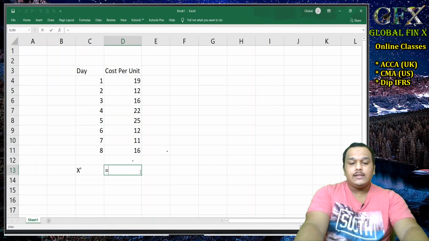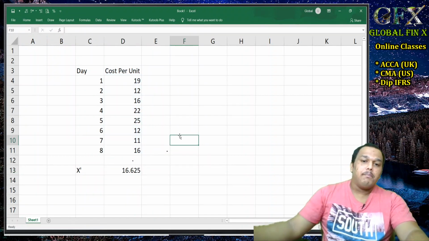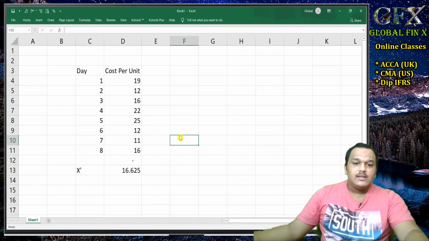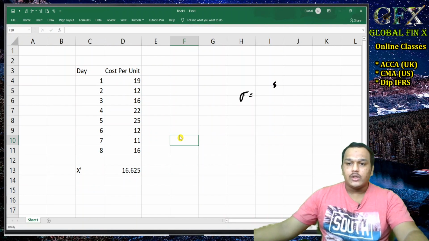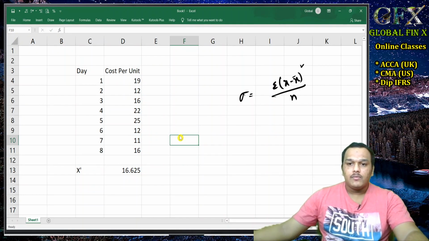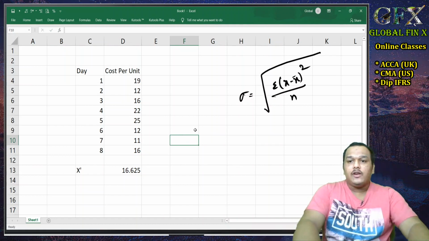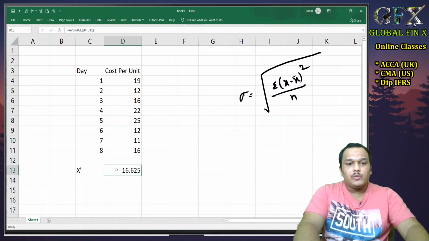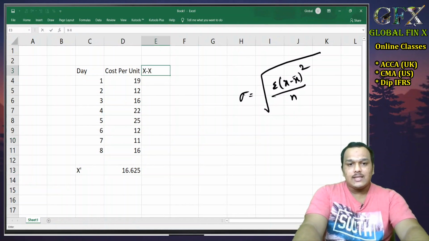So how do I calculate it? It is equal to the average of all these numbers, right? Okay, so I got the x bar, so the average or the mean is basically 16.625. So now we got x bar here. X bar is 16.625. So now let's calculate x minus x bar.